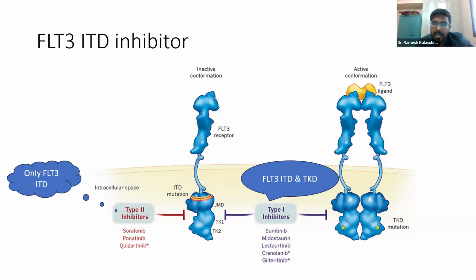So type 1 inhibitors basically inhibit both ITD as well as the TKD. TKD is one mutation which you can see in the active conformation inside, and ITD is just above the juxtamembrane domain. So type 1 inhibitors inhibit both ITD as well as the TKD. Type 1 inhibitors are midostaurin, crenolanib, gilteritinib, and sunitinib. And type 2 inhibitors inhibit only FLT3 ITD. That includes sorafenib, quizartinib, and ponatinib.